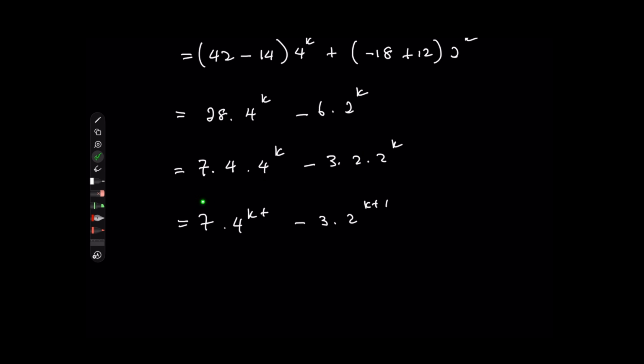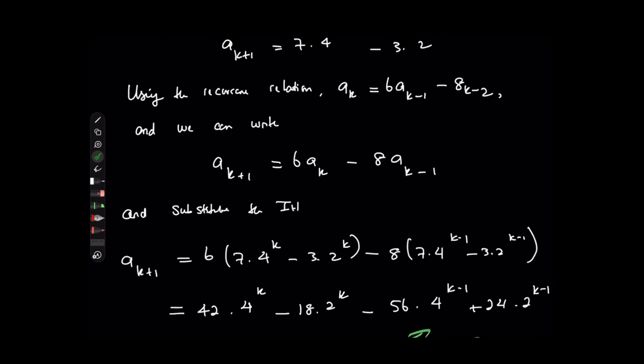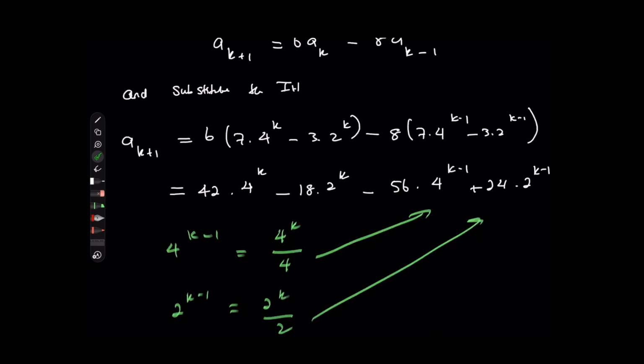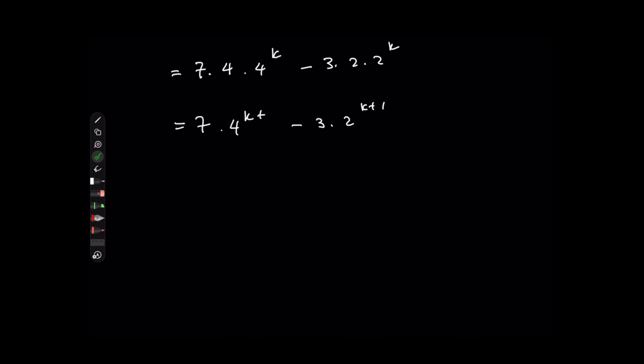Now, take this and look at it and see if it matches this form here. Is it the same thing? It's exactly the same thing. So this is what we wanted, right? So we could say, and this is exactly the formula for n is equal to k plus 1.